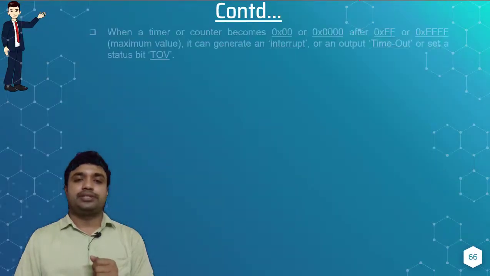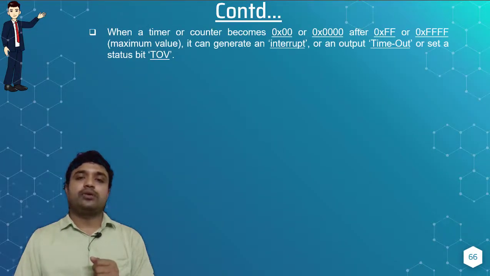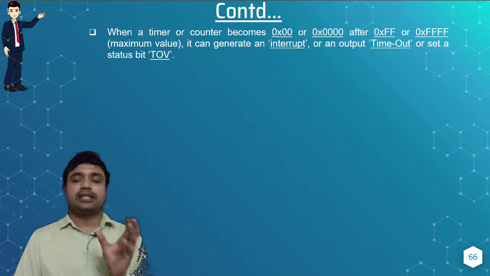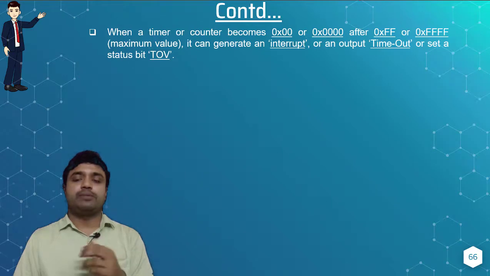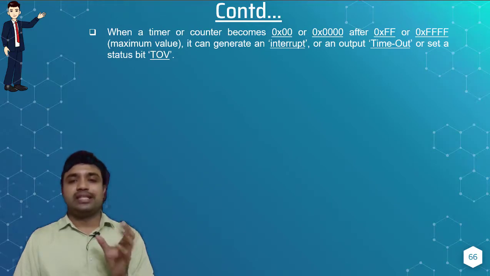Okay, and next is when a timer or counter becomes... So these are the address ranges or the maximum range of addresses that are assigned to a register, that is 0x00 or 0x0000, a 4-bit address value. The maximum is 0xff or 0xfff. Okay, maximum value. So it can generate an interrupt.